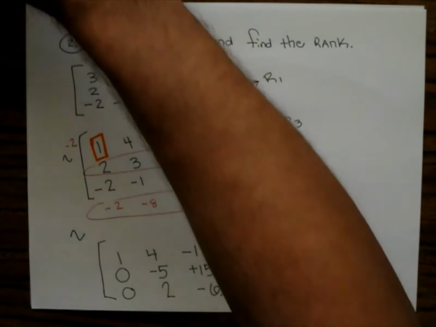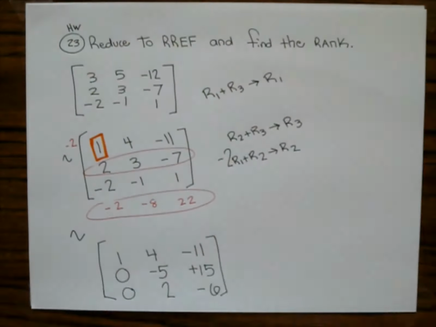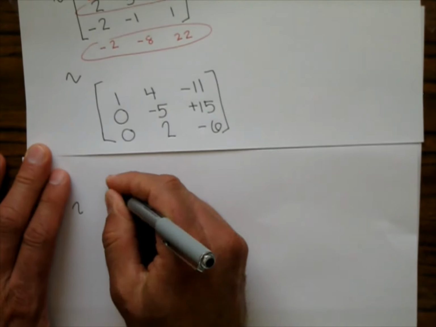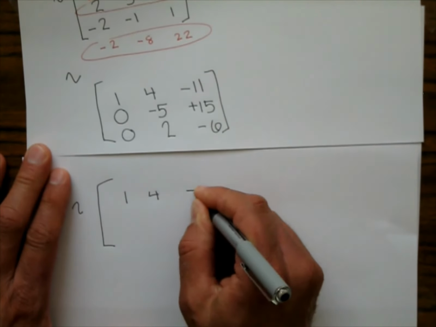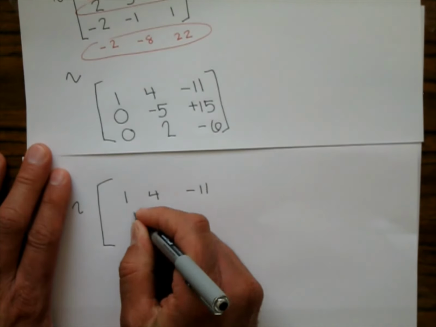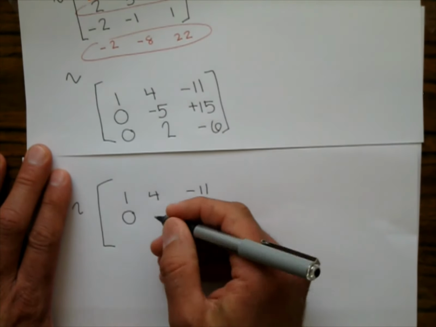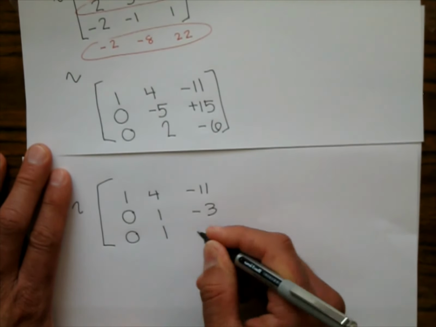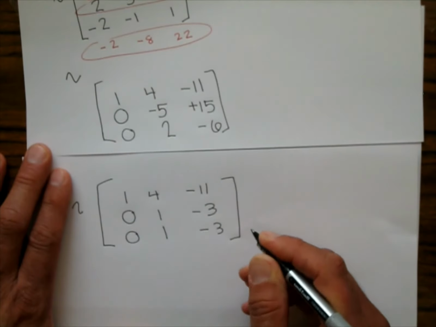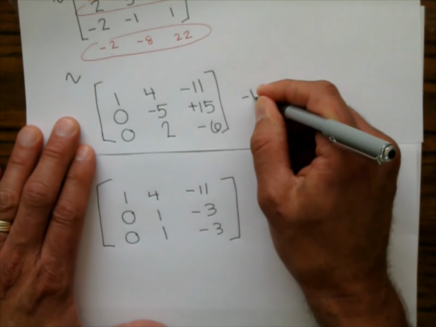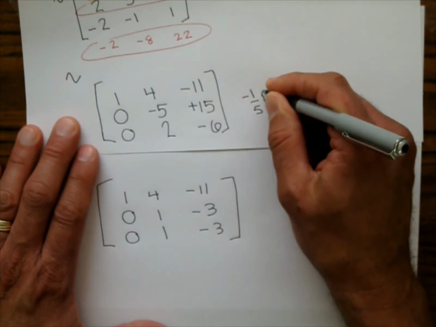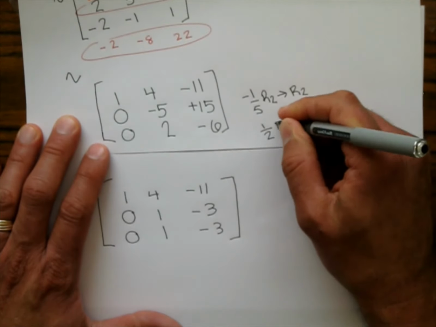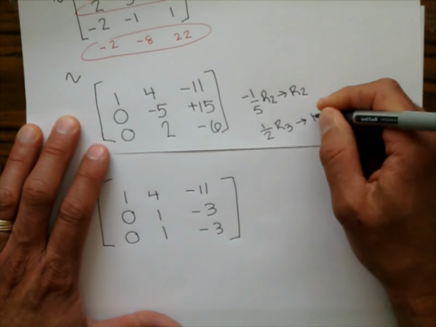Okay, another piece of paper. So what do I have here? I have 1, 4, negative 11. I'm going to scale down those rows. This is 0, 1, negative 3, and then the next one is 0, 1, negative 3. What do you know? Row 2 and row 3 look the same. So I'll write out my machine language here. Negative 1/5 times row 2 gives me row 2, and 1/2 times row 3 gives me new row 3.